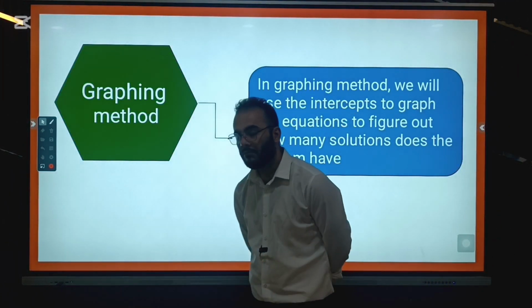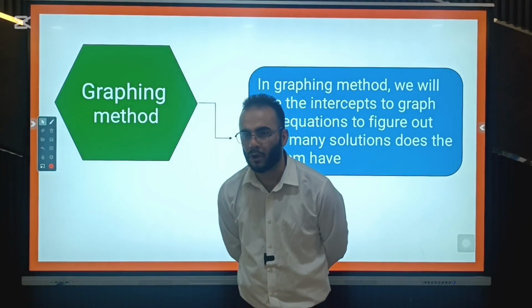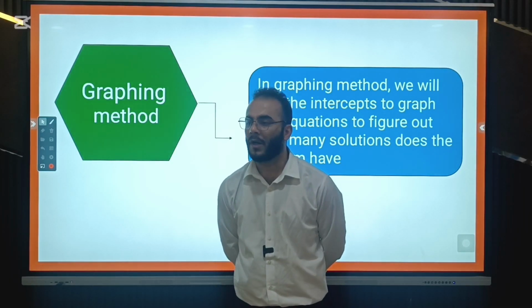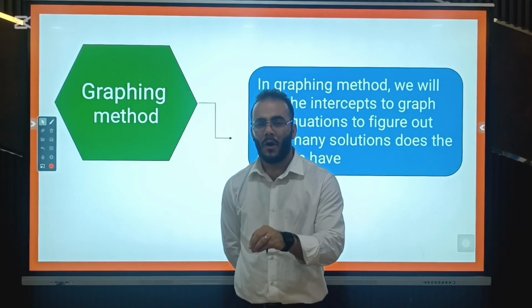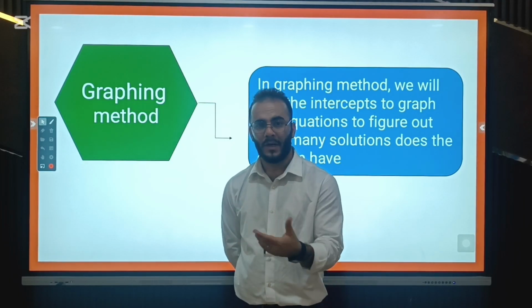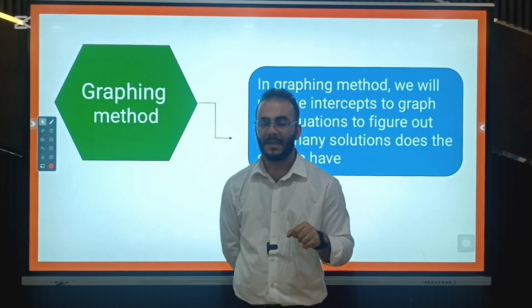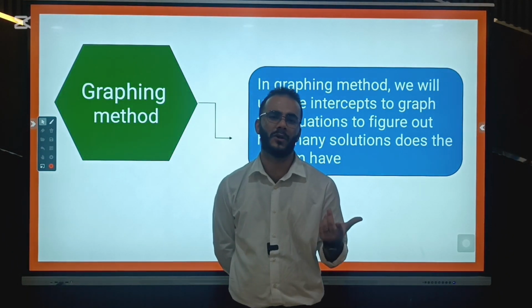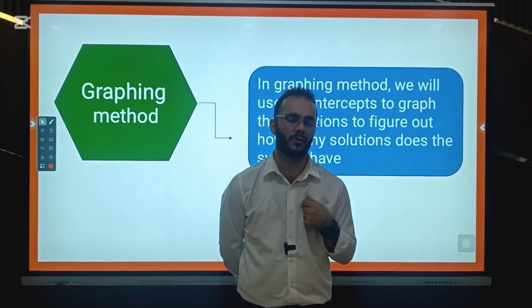So the graphing method will not focus on telling us the solution, unlike substitution and elimination where we find the solution. It focuses more on the number of solutions. So how many solutions do we have? Otherwise you can find the solution as well if you graph them accurately. But the importance of the graphing method is finding out the number of solutions. Either our system has one solution, no solution, or infinitely many solutions.